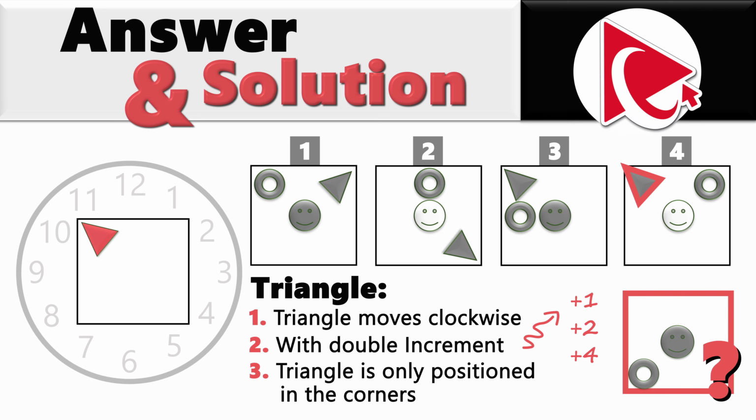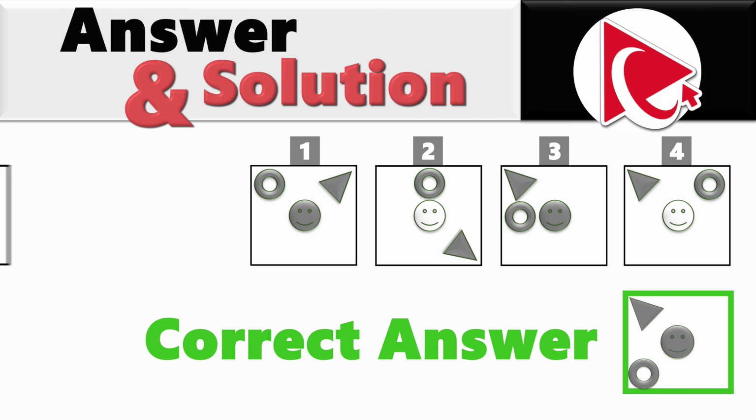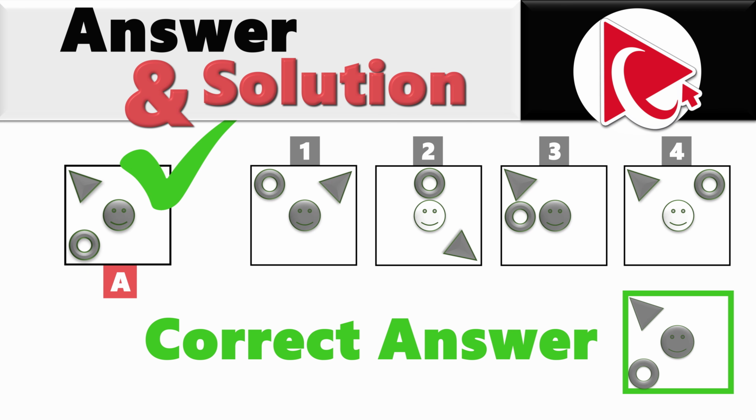And the next one would be +8. This is the final shape 5, where triangle will also be in the same spot. Based on this, we can conclude the correct answer is choice A. Hopefully you've nailed this question on your own and now know how to answer similar problems on the test.